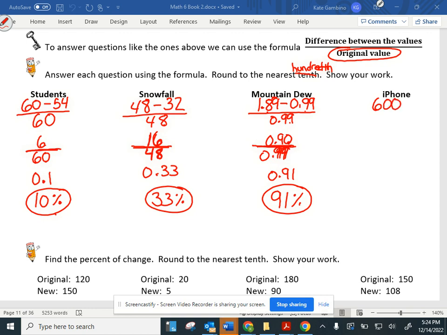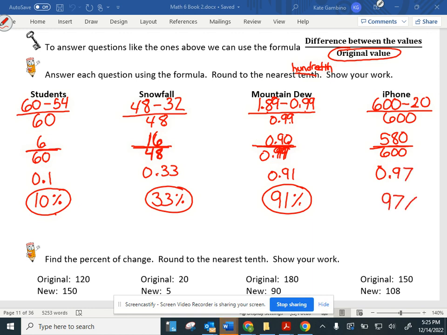So we put our bigger number first, 600 minus 20, and we're going to divide it by the original value, which was that $600 back in 2007. So 600 minus 20 is 580, divided by the original price of 600. 580 divided by 600. We're going to round it to our nearest hundredths place, so that's 0.97.